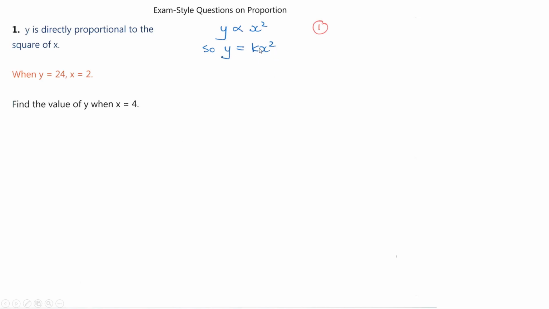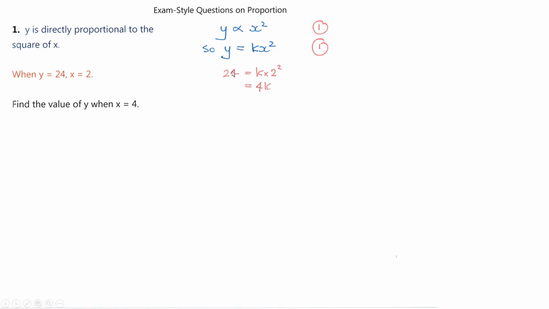Now we don't know what k is at the moment, we don't know what that number is, and that's the first thing we have to find out. So we've got a mark for doing this. So you've got 2 marks already just for doing this. The next stage is to use the red bit to find out what k is. So we have a situation here where we know what y is and we know what x is at the same time. And so we put these numbers into this equation.